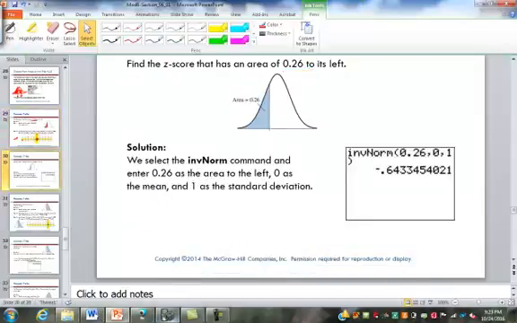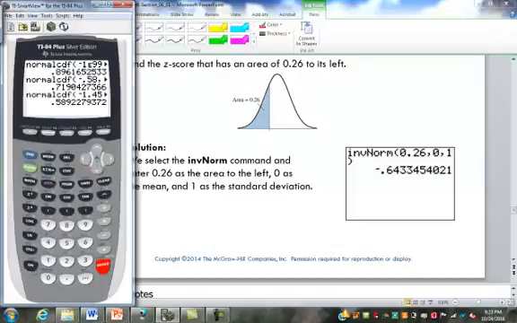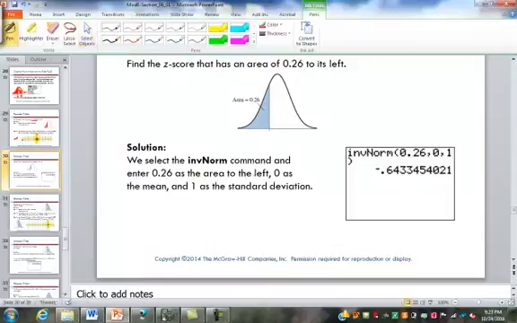On the calculator, I'm just going to type in second distribution. Option 3 is inverse normal. I'm putting in that probability of 0.26. Notice they're putting in comma 0, comma 1. That's to tell the calculator that it's the standard normal. If you don't put it in, the calculator just assumes. So that's going to give me a negative 0.6433, exactly what they got here. So that is saying a z-score of negative 0.6433 corresponds to that probability.